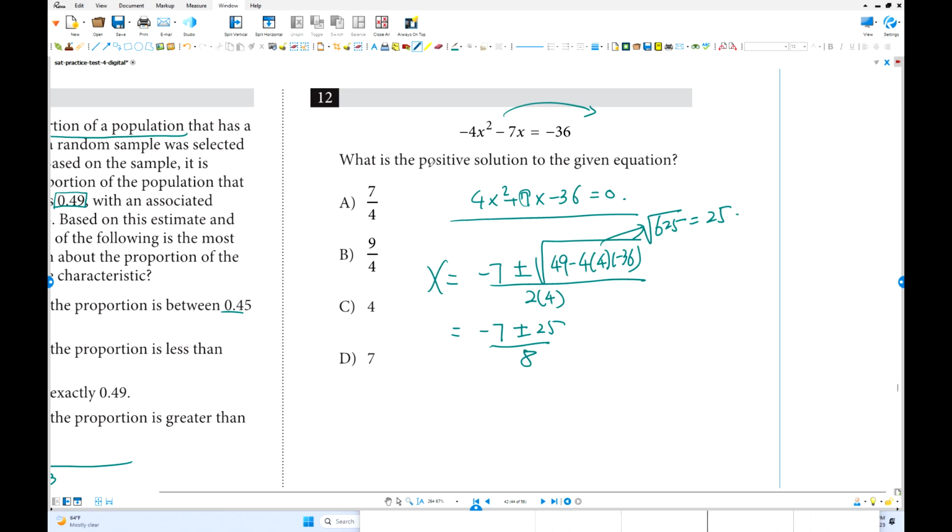But it should be the positive solution. If this is negative, the whole thing is negative, right? Negative 7 minus 25 is negative, okay? So we take the positive: negative 7 plus 25 over 8. That is a positive value of x, okay? So what is this one? 25 minus 7 is 18 over 8. Simplify, 9 over 4 is the positive solution, okay? Choice B is the answer.